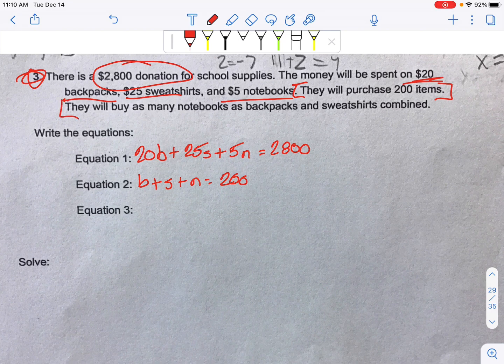Last sentence, they will buy as many notebooks as backpacks and sweatshirts combined. So that means the number of backpacks plus the number of sweatshirts would be the same as the number of notebooks that we have. So we wrote our 3 equations. Now we need to look to solve.